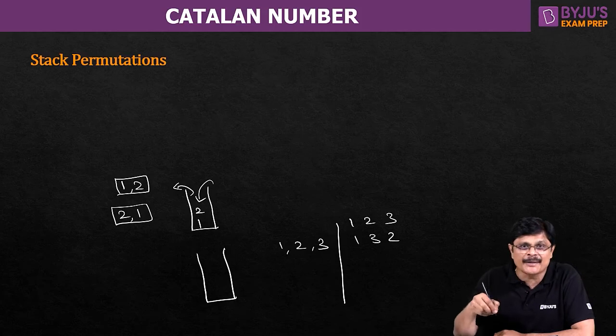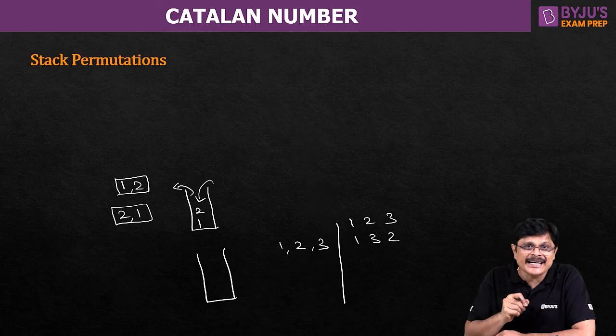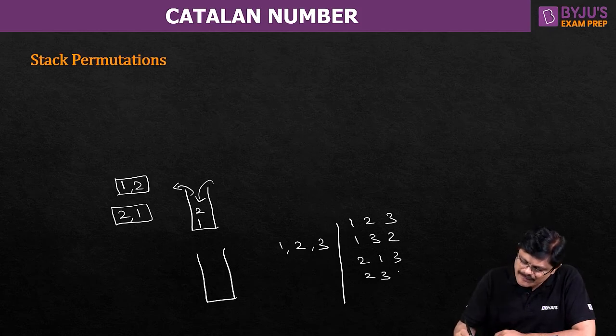I am just writing all of them. Out of that, which of the permutations can we get using stack? Let us see that. 1, 2, 3, 1, 3, 2. 2, 1, 3, 2, 3, 1. Next 3, 1, 2, 3, 2, 1.